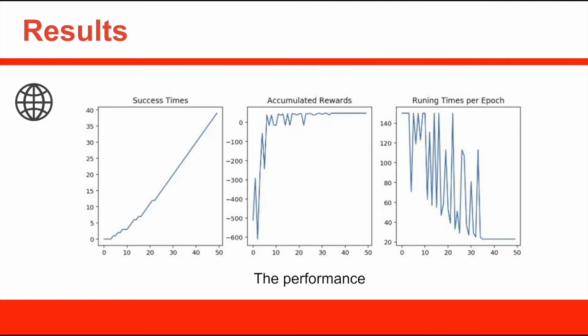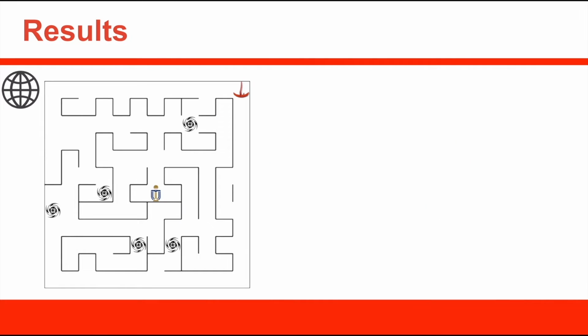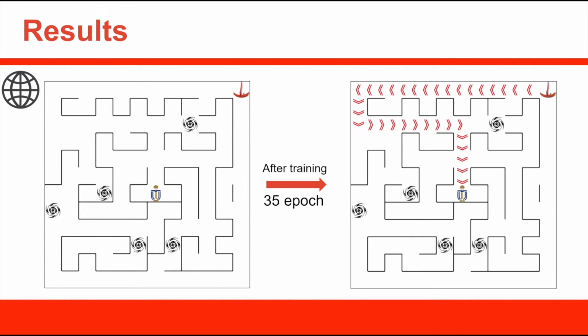Here is our final performance. The graph shows that after many epochs, the agent can find the optimal path with high rewards. At the same time, the time for each epoch is decreasing. So finally, we use the algorithm to set a map, and after almost 35 epochs, the turkey can find the best route.